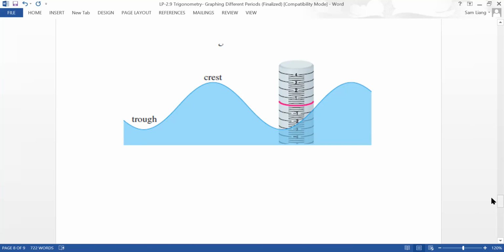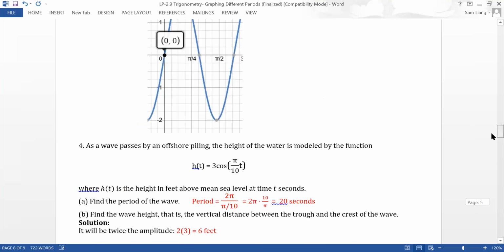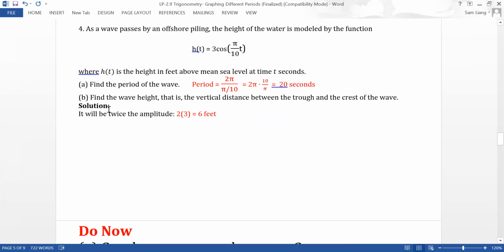So the distance is twice the amplitude, right? The amplitude here is 3. Absolute value of 3 is just 3, and then 2 times 3 is 6 feet. Again, here's the crest, here's the trough. If the amplitude is 3 here, then we just have to double that to find the distance between this and that. So it'll be 2 times 3, which is just 6 feet.